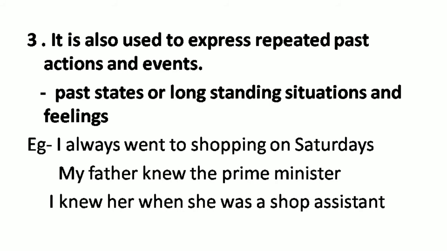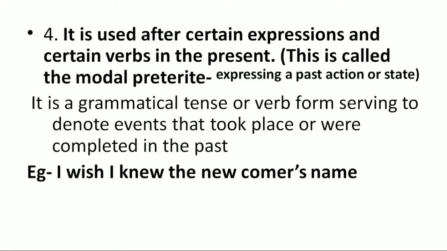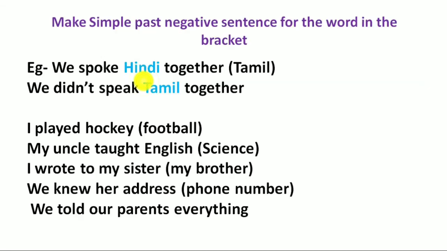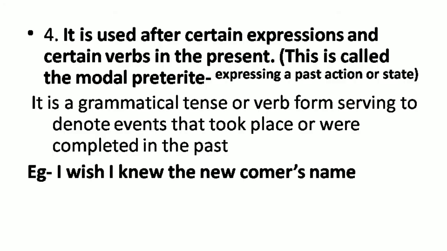Then we can see the fourth usage of simple past tense. It is used after certain expressions and certain verbs in the present. This is called the modal preterite. That means expressing a past action or state. It is a grammatical tense or verb form serving to denote events that took place or were completed in the past. That is the meaning of preterite.